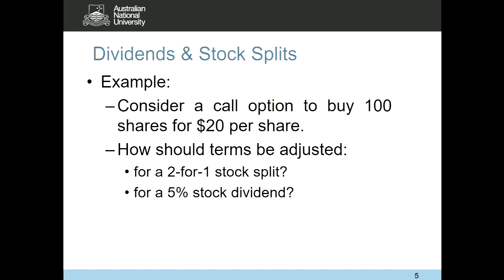So let's have a look at this numerical example here. The question says, consider a call option to buy 100 shares for $20 per share. And the question has two sub-questions. The first one says, for a 2-for-1 stock split, and how do you account for a 5% stock dividend?